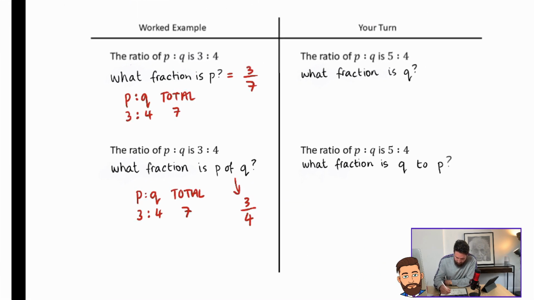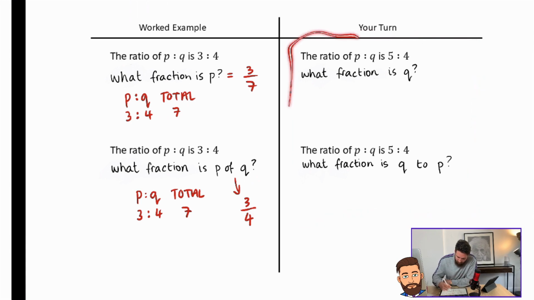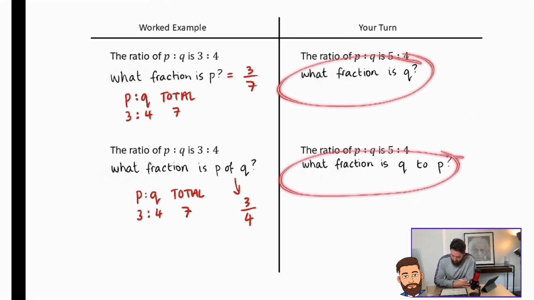You can have a quick go, and I'll give you 30 seconds to have a look at the ones on the right where it says your turn. I want you to do the same thing. I want you to write out the ratio with a total column in a nice format like that, and see if you can answer the 2 questions that it's asked you on the right.